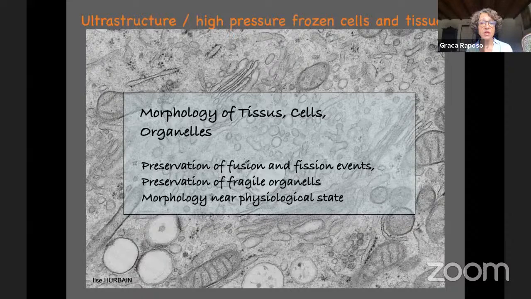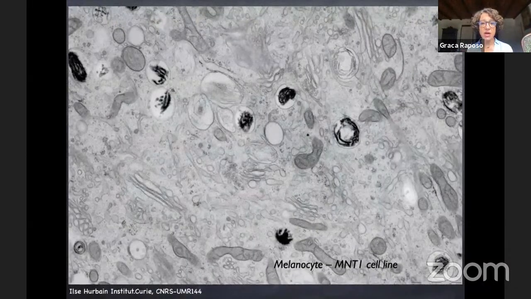You preserve fusion-fission events when we are studying contacts between organelles. You can preserve fragile organelles. The morphology is nearer to the physiological state, and you also preserve the volume of the organelles. Here I'm giving you an example. This is one of my favorite cells. These are skin cells called melanocytes.